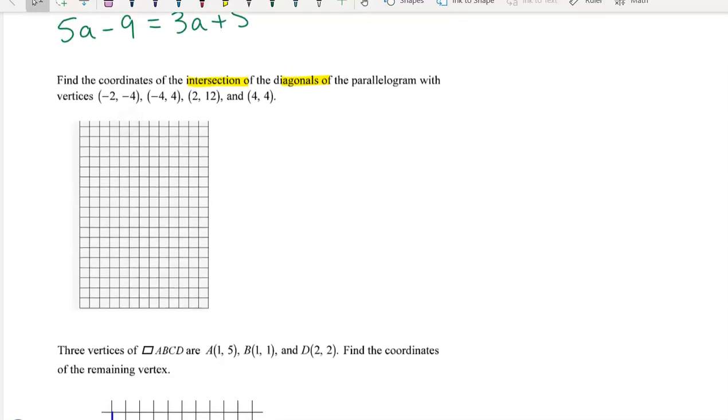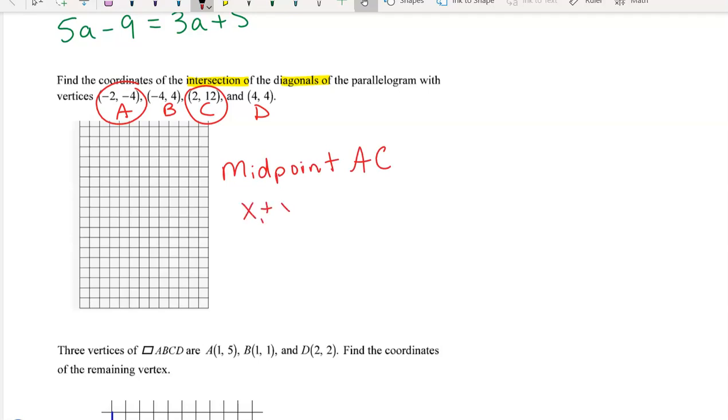Or since these go in order, right? A, B, C, D, AC is one of your diagonals. So you could find the midpoint of AC by using your midpoint formula. X1 plus X2 divided by 2, comma, Y1 plus Y2 divided by 2. And you can use either A and C, or you could use B and D. You might want to do both just to test.